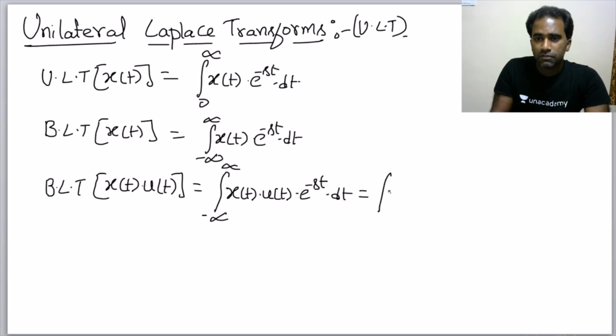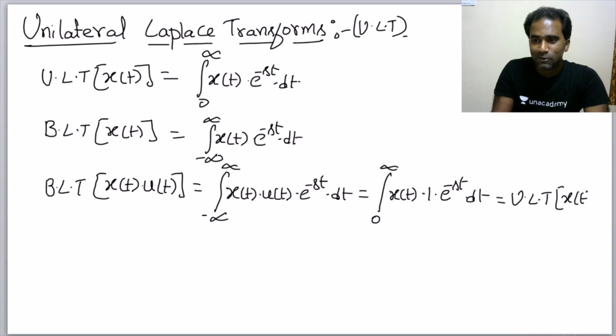The equation of u of t is 1 for limits from 0 to infinity. For the remaining limits, from minus infinity to 0, u of t is 0. So we can change the limits to 0 to infinity. If you look at this formula, it looks exactly the same as the unilateral Laplace transform formula. So this is the same as the unilateral Laplace transform of x of t. So we have established a relation between the unilateral and bilateral Laplace transforms.